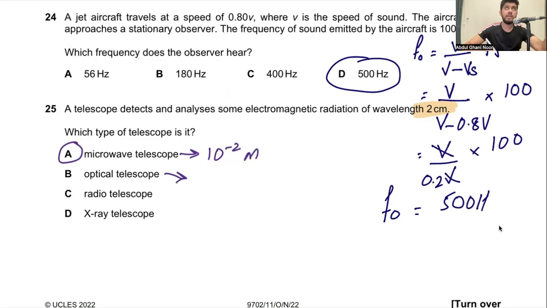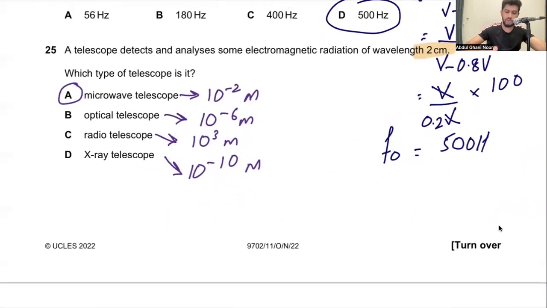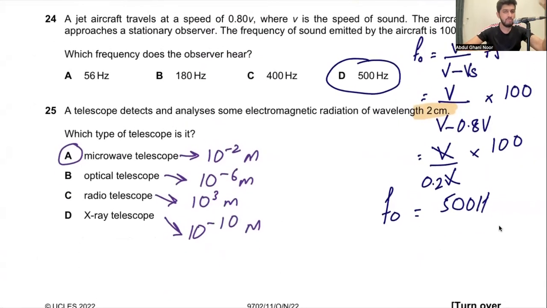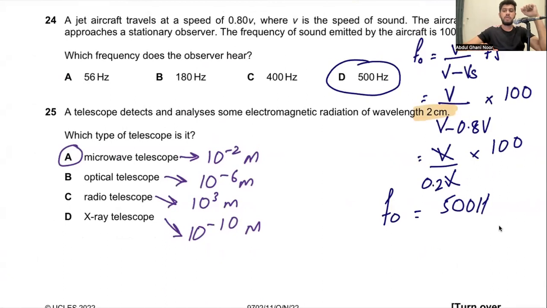Optical telescopes detect visible light. Visible light has a wavelength of around 10 to the power minus 6 meters. Radio telescope, around 1000 meters, 10 to the power 3 meters. X-ray telescope, X-rays have a very short wavelength, 10 to the power minus 10 meters. So the answer is microwave telescope because microwaves are 10 to the power minus 2 meters, which lies in the centimeter range. You'll have to remember the wavelengths and or the frequencies of the electromagnetic spectrum.